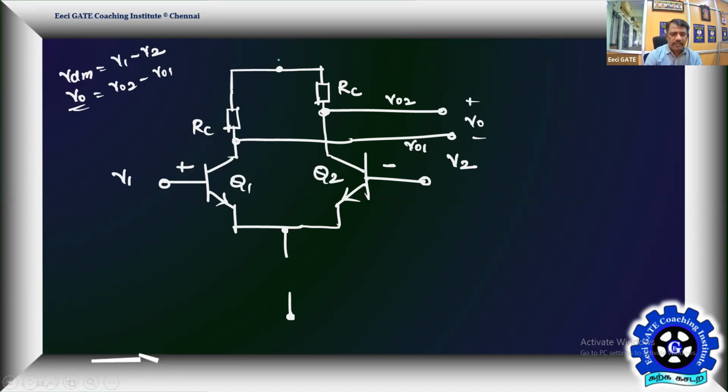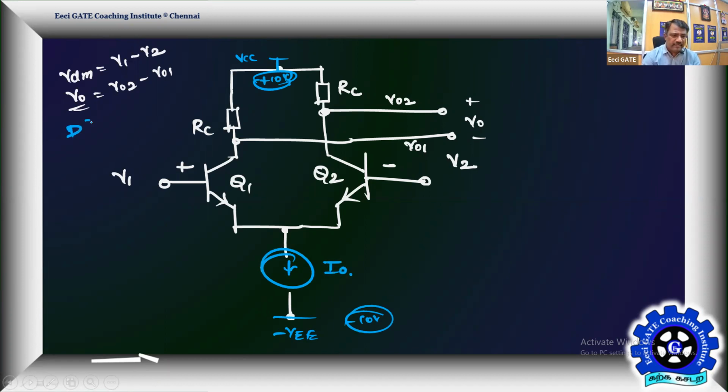So the top rail is excited by VCC, and the bottom rail is excited by minus VEE. Usually it's minus 10 volt, and this is going to be plus 10 volt. And here we are going to have the current source. That's our I0 as we discussed.